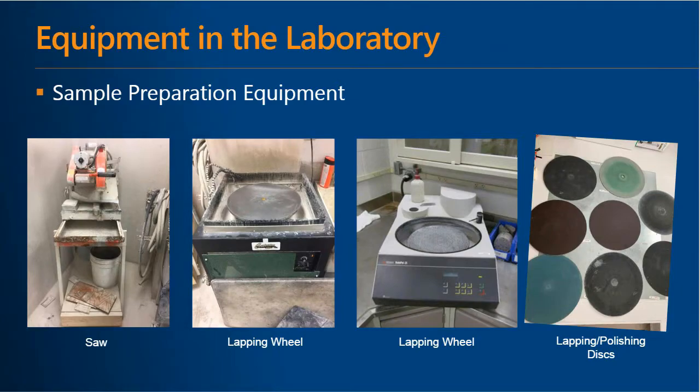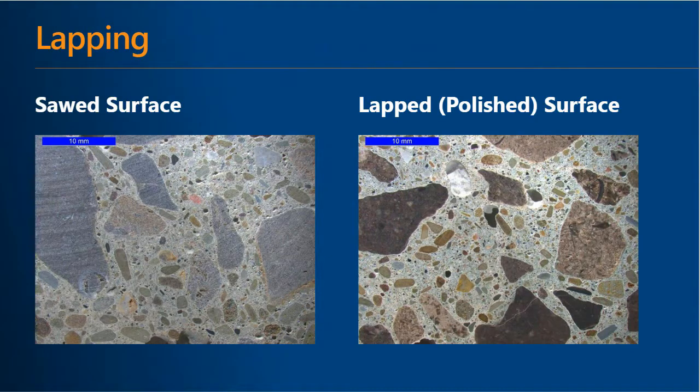And all of this takes quite a bit of equipment in the laboratory. In each of our labs, we have multiple types of saws, multiple types of lapping wheels, different lapping or polishing media, and really the different type of equipment depends on the samples that we're looking at, whether things are larger or smaller, the amount of polish that we need to put on samples, and things like that.